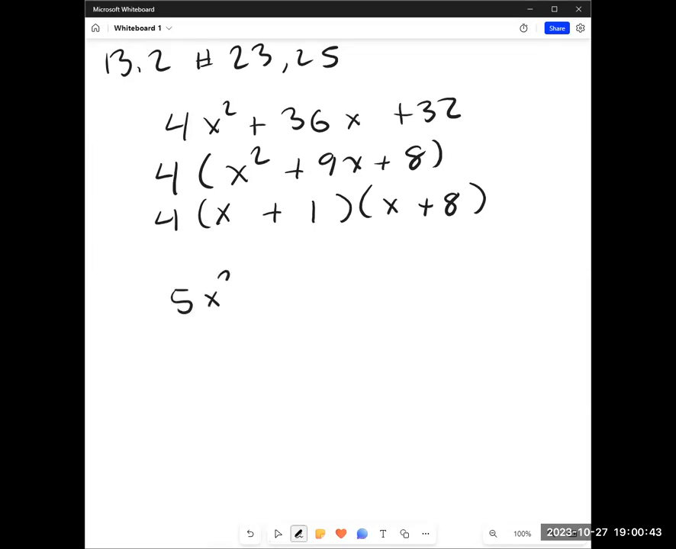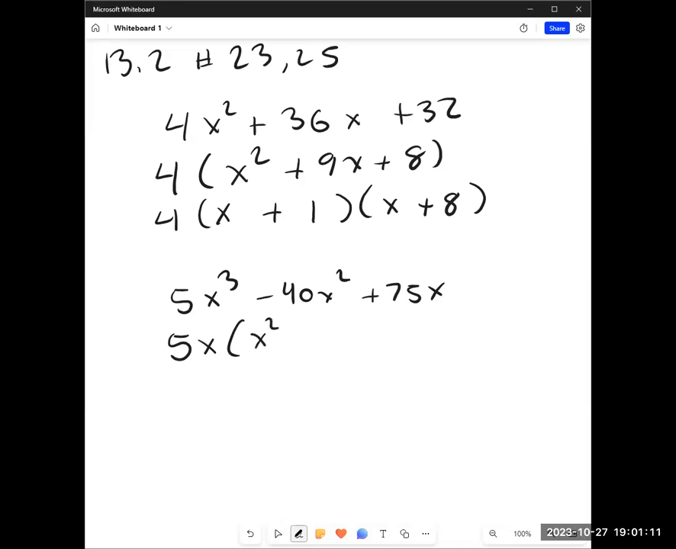Now we have 5x cubed minus 40x squared plus 75x. This one doesn't just have a numerical coefficient, it also has a variable part of the coefficient that is going to be our greatest common factor. So I said that wrong, but you'll understand what I mean. It's going to have a greatest common factor of 5x.